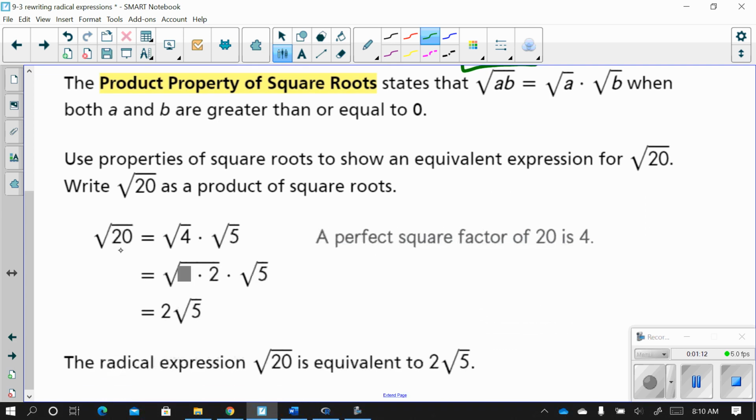So I can rewrite the square root of 20 as the square root of 4 times the square root of 5. Looking at this, I know the square root of 4 is just 2, so I pulled that out. Do I know the square root of 5? No. So I leave 5 underneath the radical. So the square root of 20 simplifies to 2 times the square root of 5.